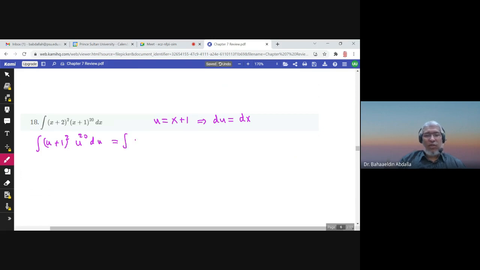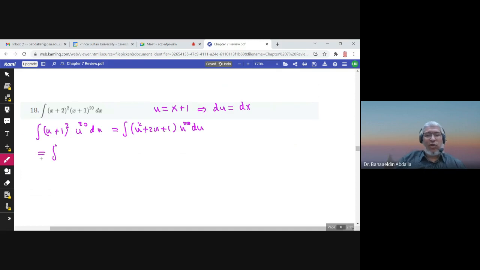u plus 1 squared is u squared plus 2u plus 1 times u to the power 20. So this would be the integral of u squared plus 2u plus 1 times u to the power 20. You add the powers: u to the power 22, 2u to the power 21, plus u to the power 20. And then the answer is u to the power 23 over 23, 2 u to the power 22 over 22, and u to the power 21 over 21.